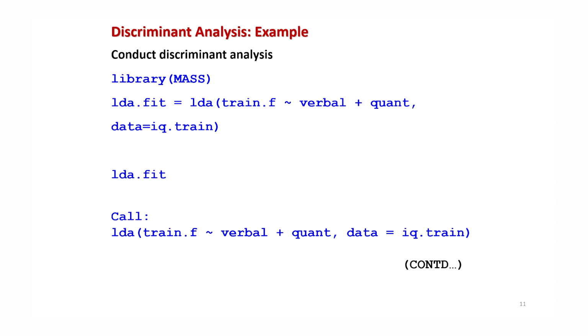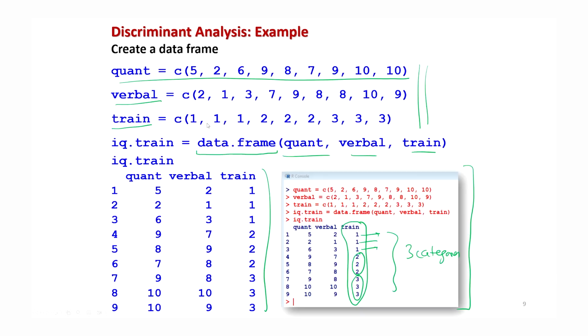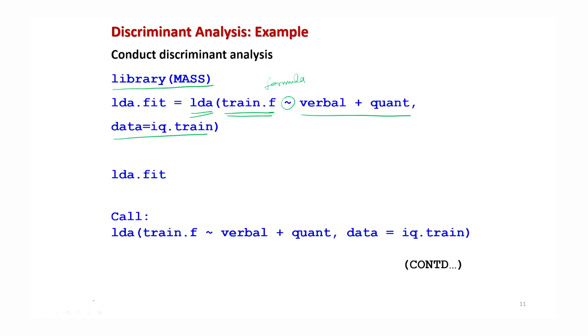So what we try to do here, I upload the library MASS, then I use the command lda and give the formula. You can see here train.f is my response, and verbal and quant are my explanatory variables. So I give it as train.f tilde verbal plus quant, on the data equal to iq.train. iq.train is this data you can see here. That is your data frame.